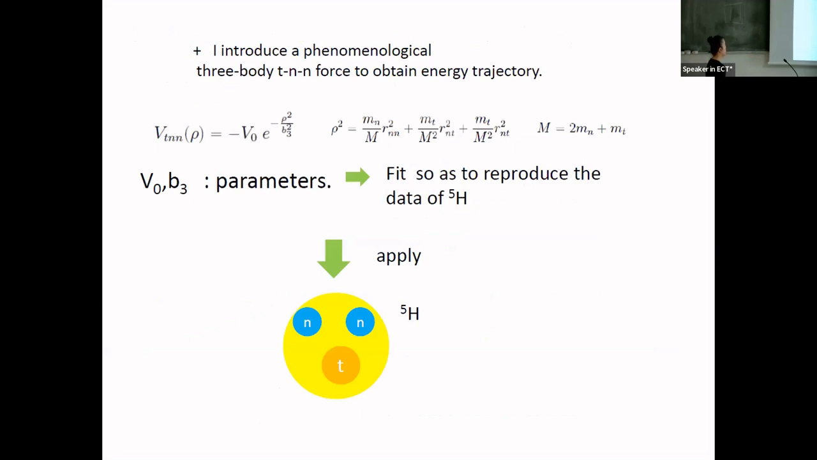So then also, additionally, I introduced a phenomenological three-body force to obtain the energy trajectory of hydrogen-5, defined by this equation. Here, V0 and the range of this potential are parameters. These two parameters are fit so as to reproduce the data of hydrogen-5, and using this potential I applied it to hydrogen-5.